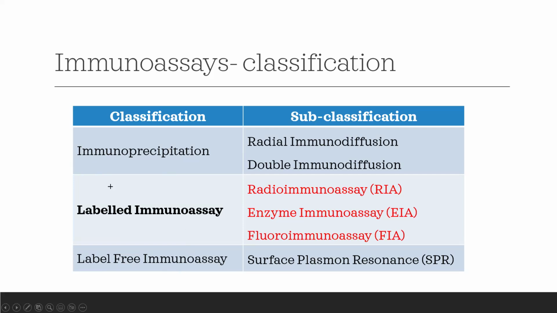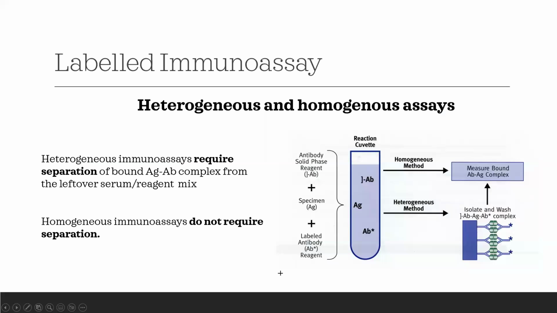Labeled immunoassays have many subtypes. Today we'll focus on these three: the radioimmunoassay, enzyme immunoassay, and the fluoroimmunoassay. We'll discuss them one by one. The labeled immunoassay can be categorized into different groups in different ways.